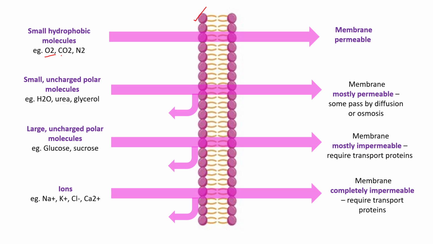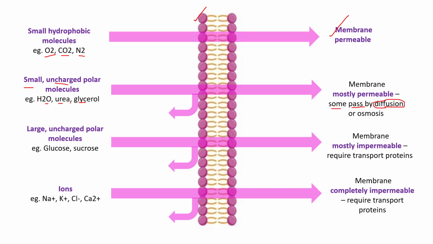Diffusion means what? Transport of molecules from higher concentration to lower concentration, towards the concentration gradient. So the molecules will be transferred from the extracellular part to the intracellular part towards the concentration gradient. These are the small and uncharged polar molecules.